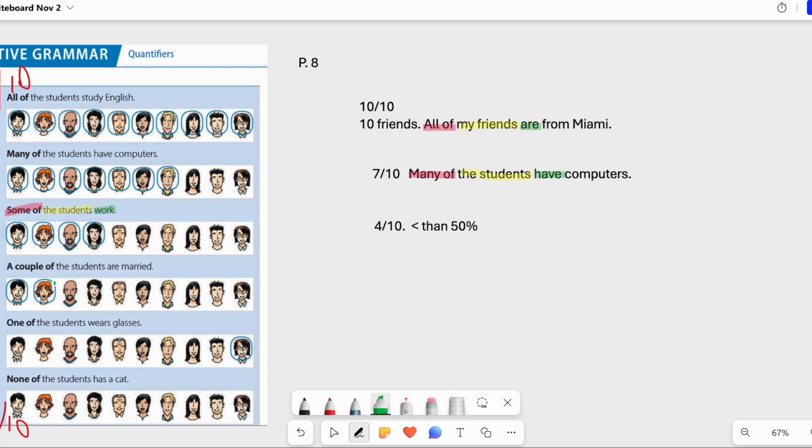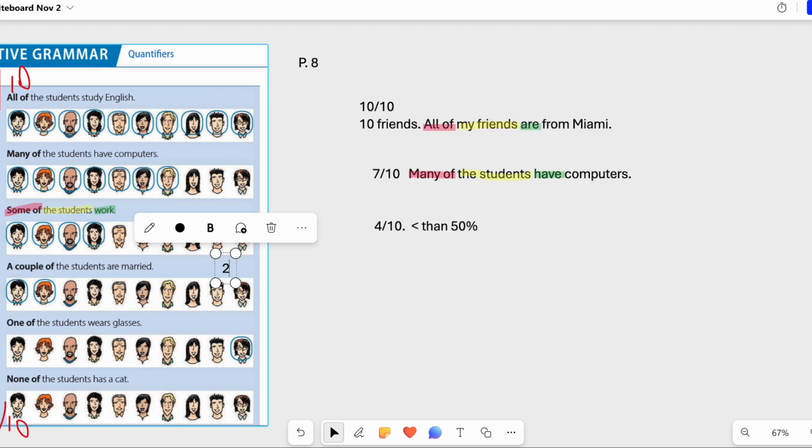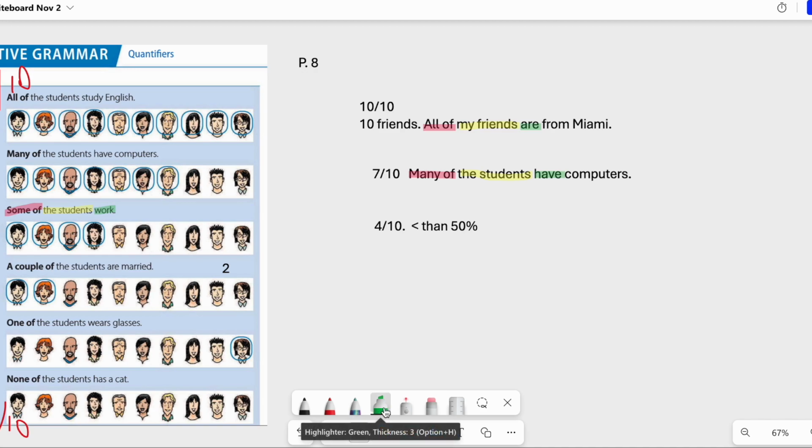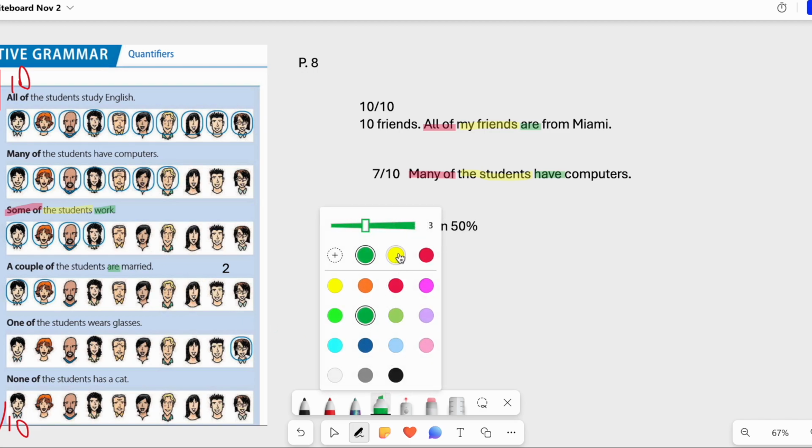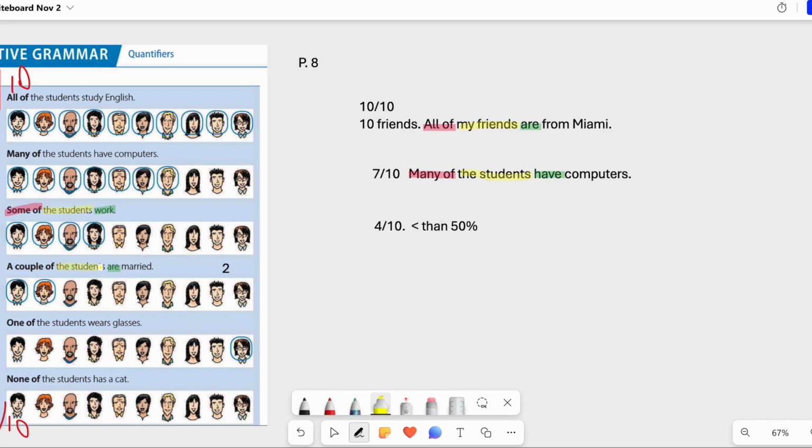Again, the students in plural, and the verb for the plural nouns. Okay. Now, a couple of the students are married. When we say a couple, we mean two people. A couple means two people. Two. Only two. And again, what you do is you treat it as plural nouns. So you use are, you don't use is. You use plural noun here. And then you have a couple of.